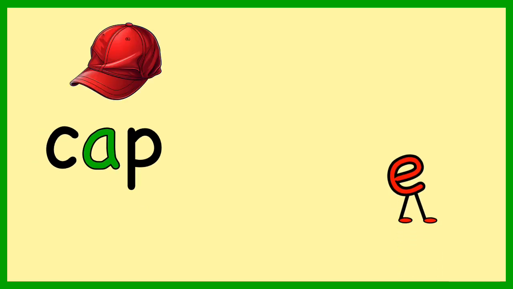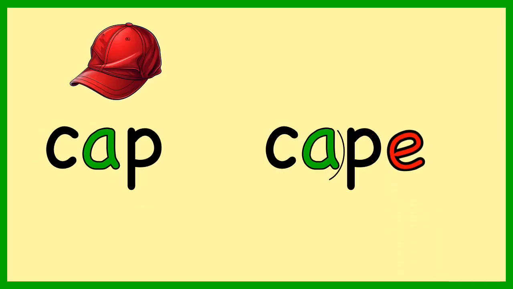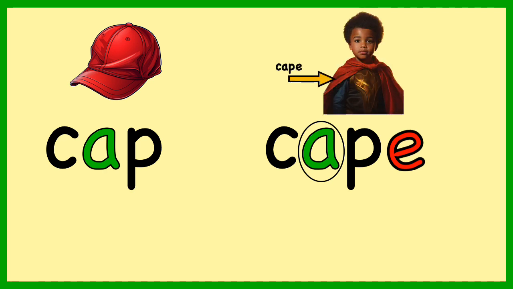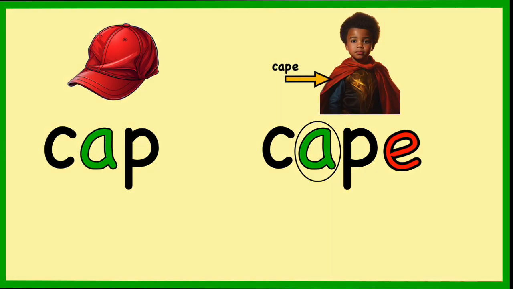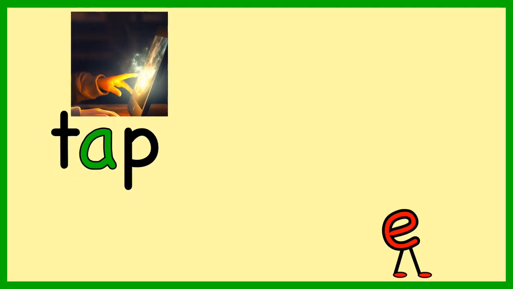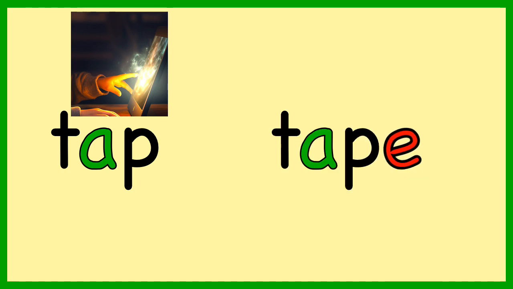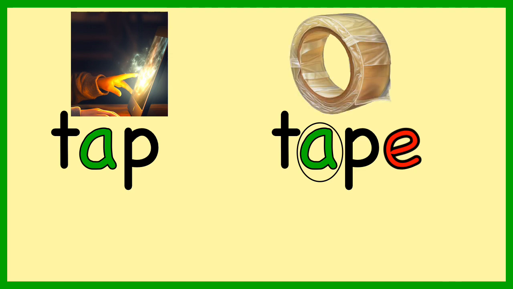K, A, P, cap. When you add magic E, A says A, and the new word is cape. T, A, P, tap. When you add magic E, A says A, and the new word is tape.